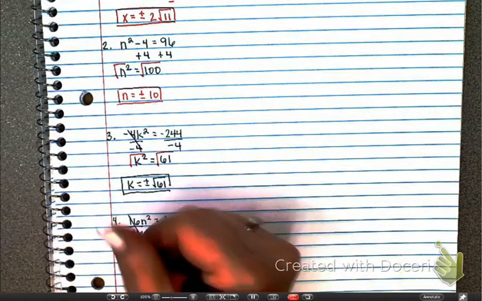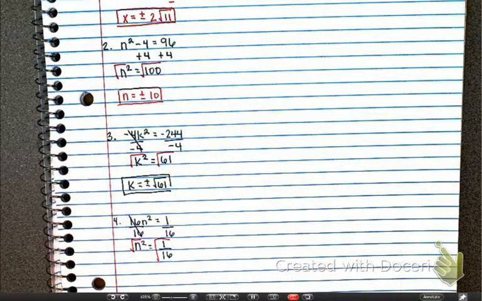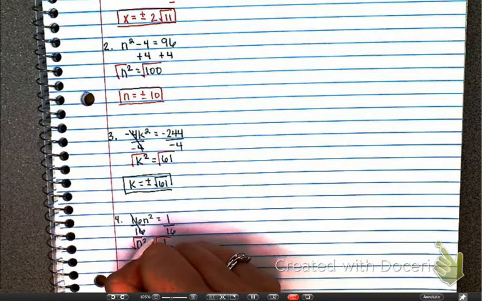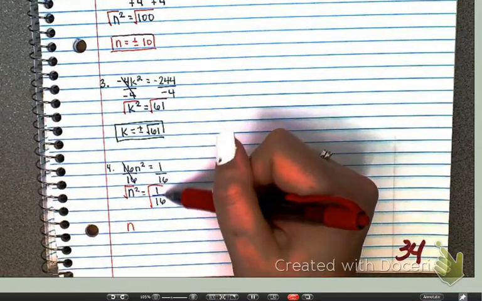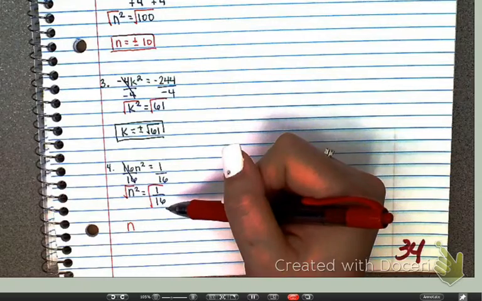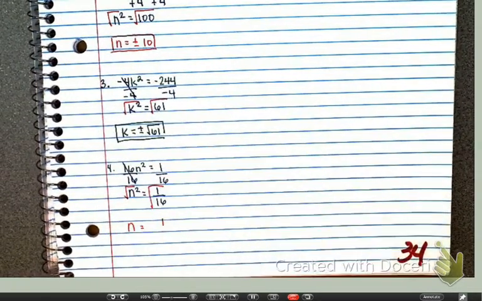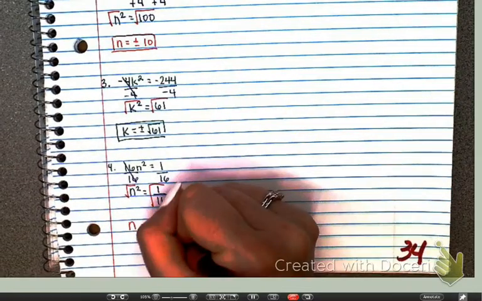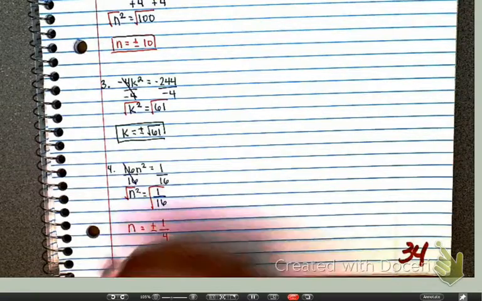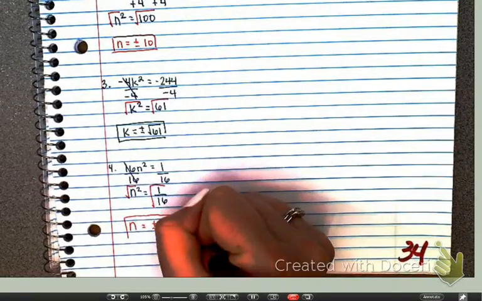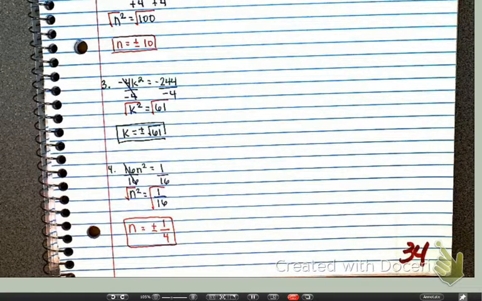Okay, the next step would be to take the square root of both sides, right? So the square root of n squared is n. Now, I'm going to look at this fraction separately. I'm going to take the square root of the numerator and the square root of the denominator. What is the square root of 1? 1. What's the square root of 16? 4. So our answer is plus minus 1/4. So when you take the square root of a fraction, look at the numerator and the denominator separately.